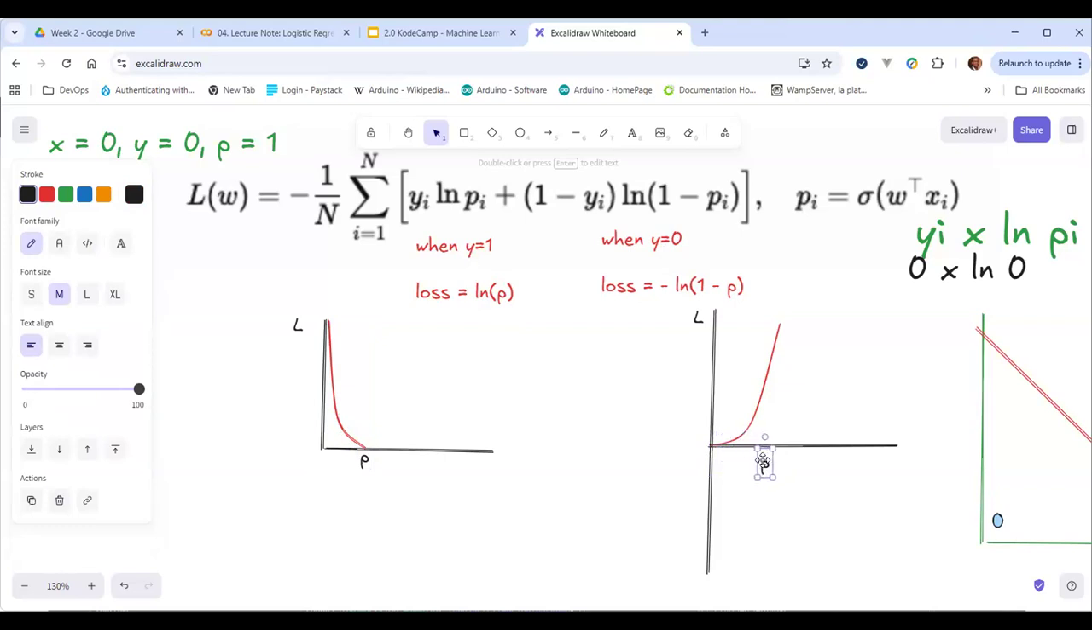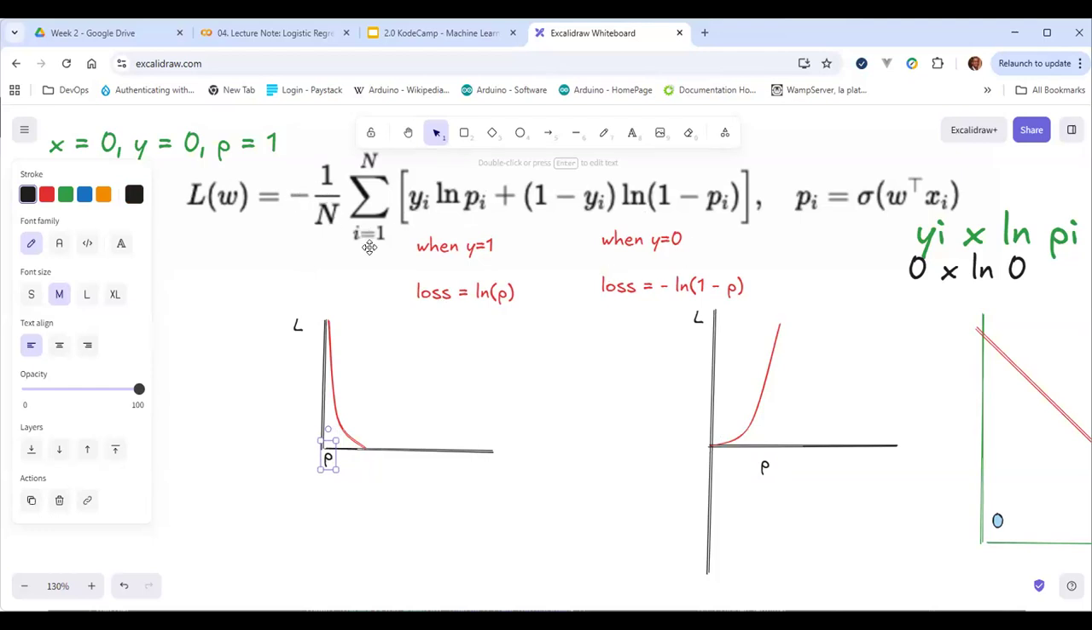To increase exponentially. Similarly, when the actual value is 1, if the value we predict is not 1, you can see that the error also increases. So this is how you can look at this binary cross entropy.